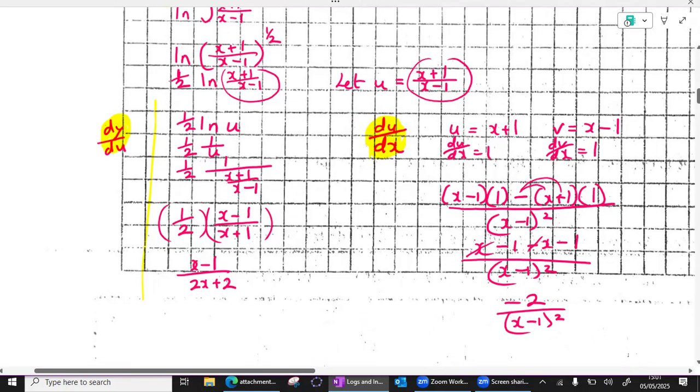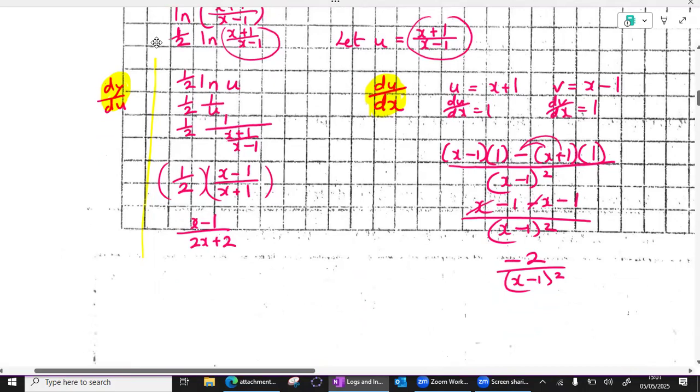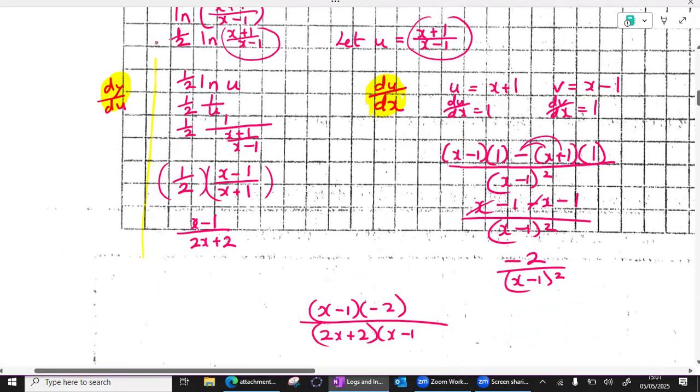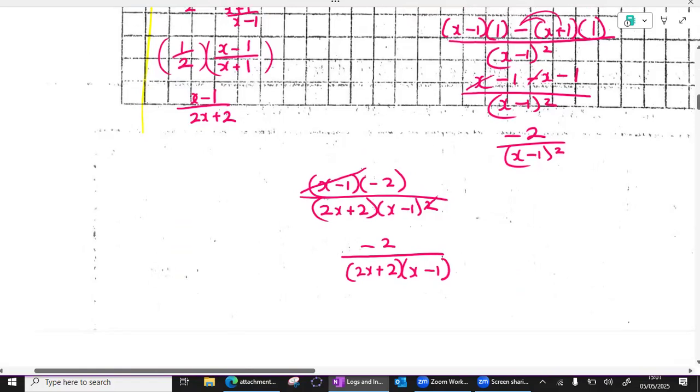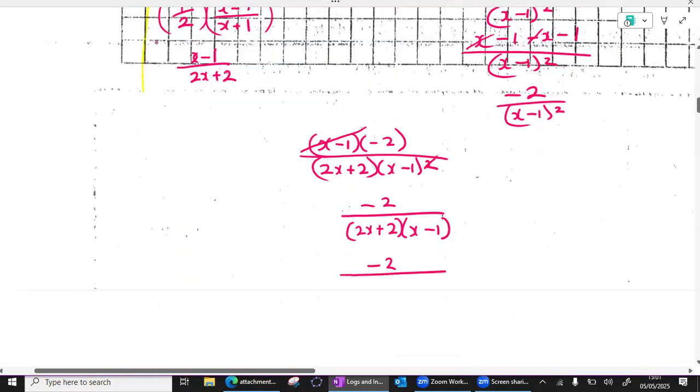Now remember, I need to multiply these together to get my final answer. So x minus 1 times minus 2 all over 2x plus 2 over x minus 1 squared. Now one of the x minus 1s is going to cancel. So I end up with minus 2 over 2x plus 2, x minus 1. Now I think I'll multiply this out so we can see what's happening. So that's 2x squared plus 2x minus 2x minus 2. They cancel.